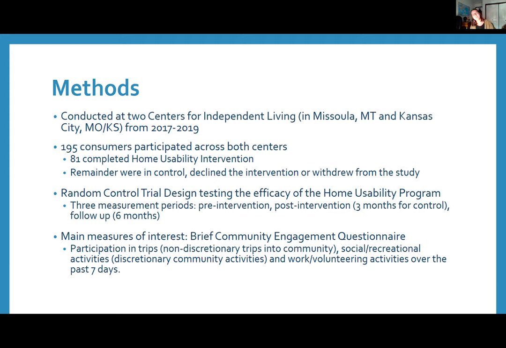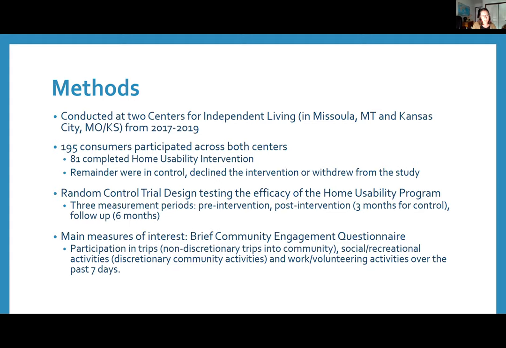Our main measure was the brief community engagement questionnaire, which is a brief questionnaire that looks at participation in the community, basically split into two categories: trips, which we call non-discretionary trips, so things you generally have to go out for, think necessary items like groceries, doctor's visits, those kinds of things. And then we have social and recreational activities around socializing with friends, going to the movies, going to parks and doing outdoor recreation, and then work and volunteering activities. And that question is asked for people to provide a number of how much they engaged in those different types of activities over the last 7 days.